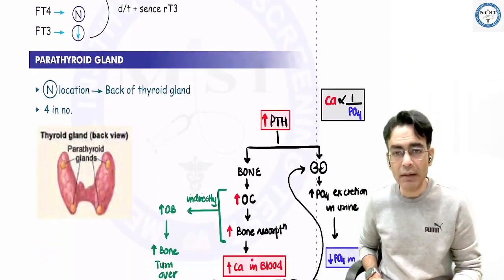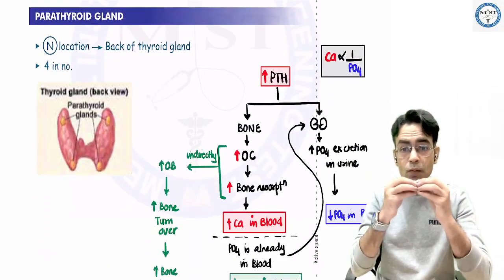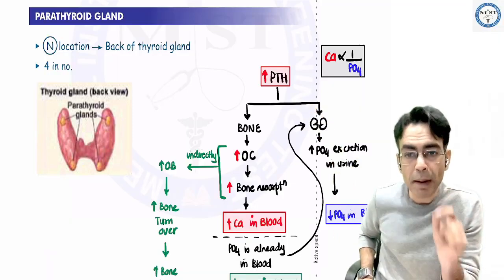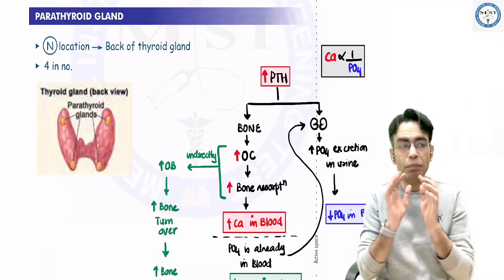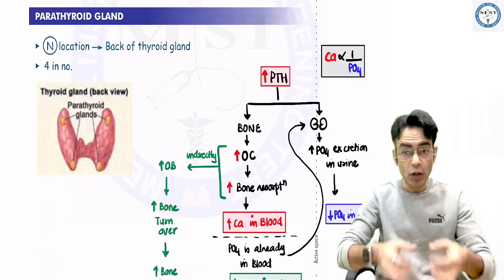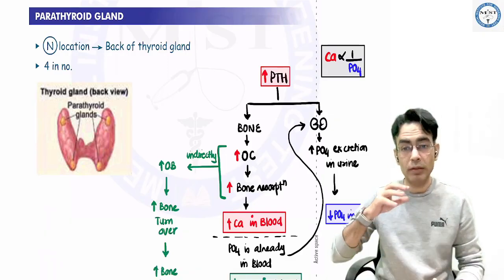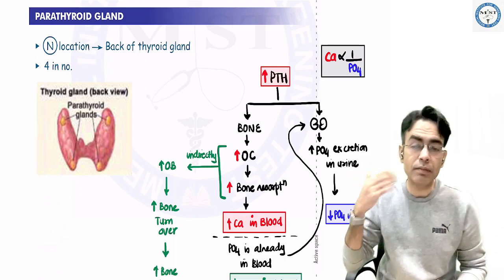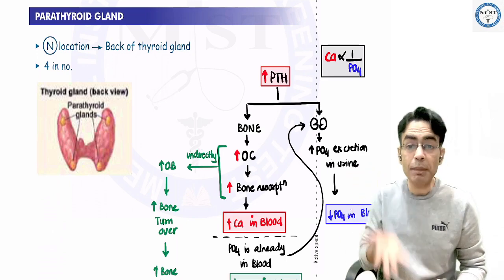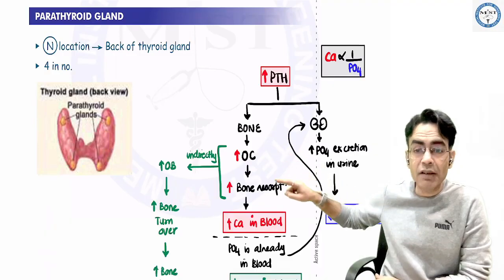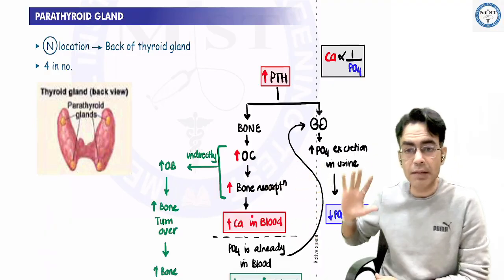Now the parathyroid gland, but I hope you remember. So what does PTH want? Calcium. Okay. So PTH works on the bone to release more calcium. And in every patient of hyperparathyroidism, in whom PTH is more, it will work on the bone, it will start the osteoclastic activity, and it will cause bone resorption, which will increase the calcium in the blood.